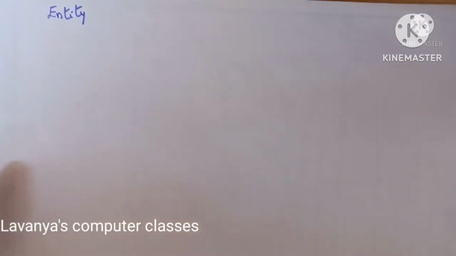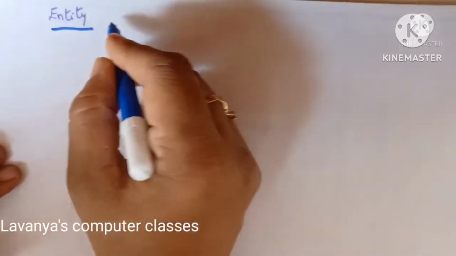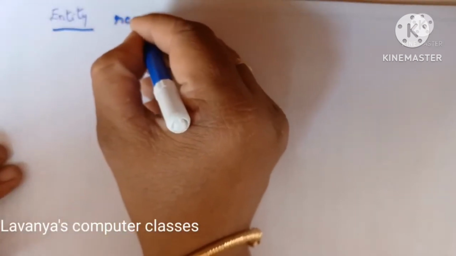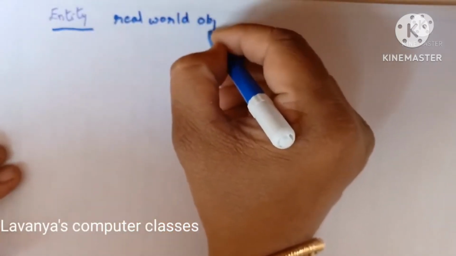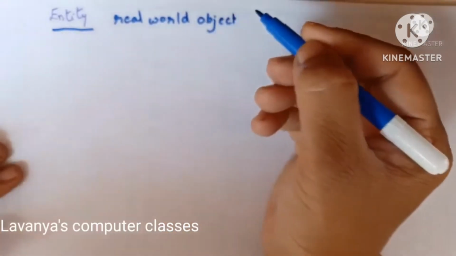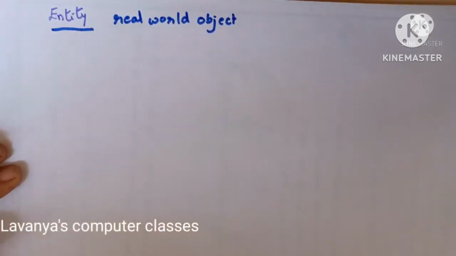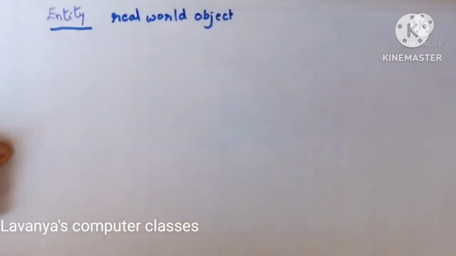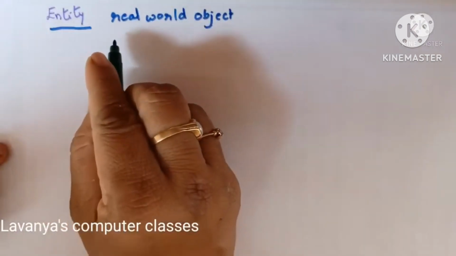Now we'll explain the first component of the ER diagram, that is, the entity. So what does entity mean? An entity is a real world object that is distinguishable from other objects. Everything in the real world is known as an entity: apple, mango, student, employee, person, everything is known as an entity.